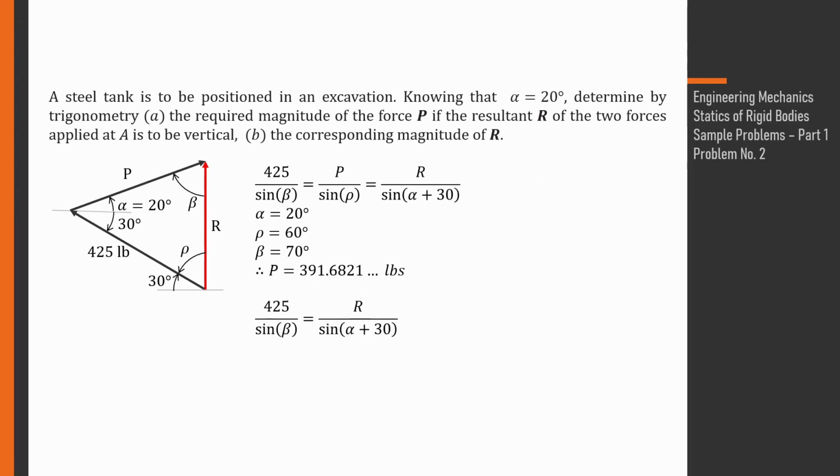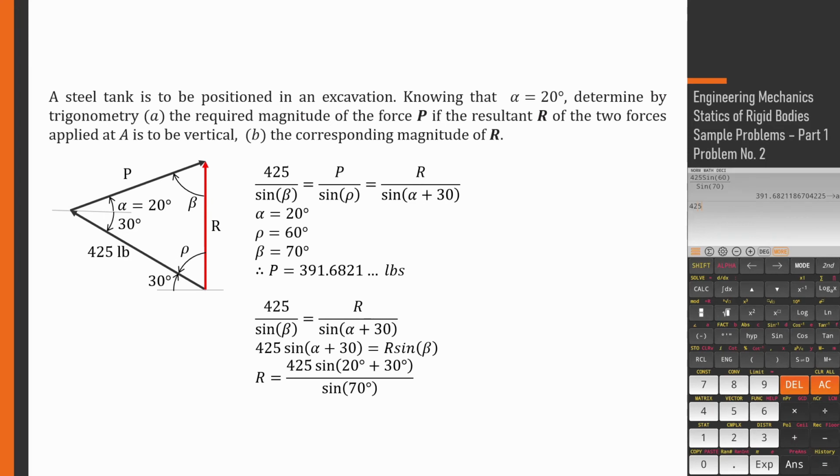And then for the value for the resultant, or the magnitude of the resultant R, we use this relationship, the law of sine. So 425 over sine beta is equal to R over sine alpha plus 30. So multiply both sides by sine alpha plus 30, and then divide both sides by sine beta, which is sine 70. So 425 sine 20 plus 30, which is 50, over sine 70 degrees. So therefore, the magnitude of the resultant R is 346.4631 pounds.